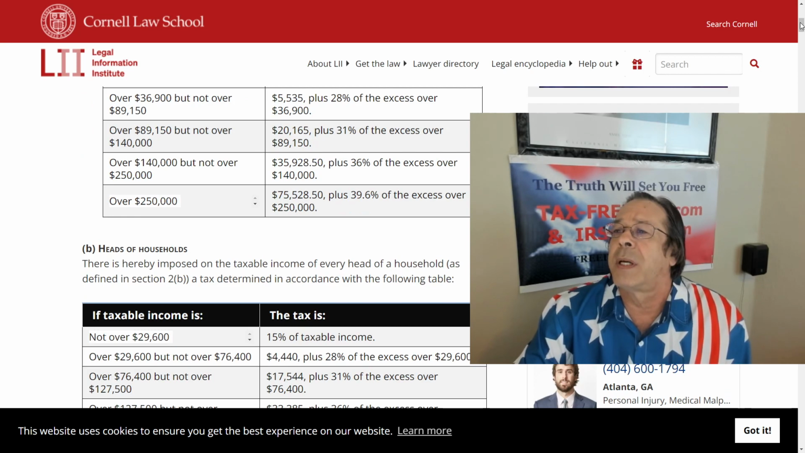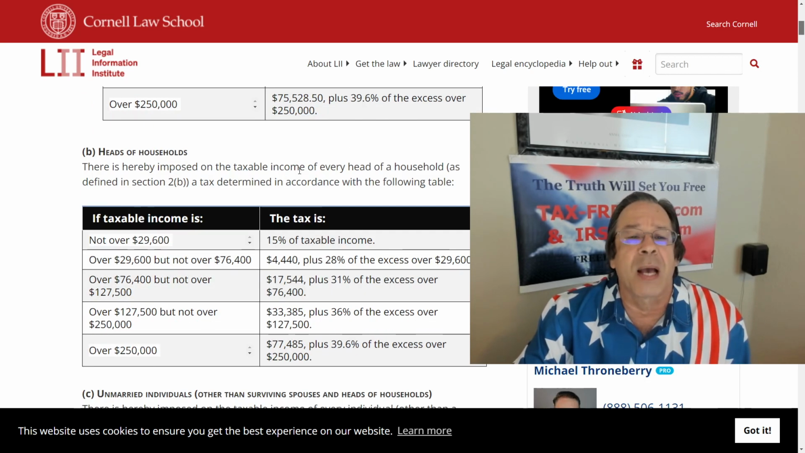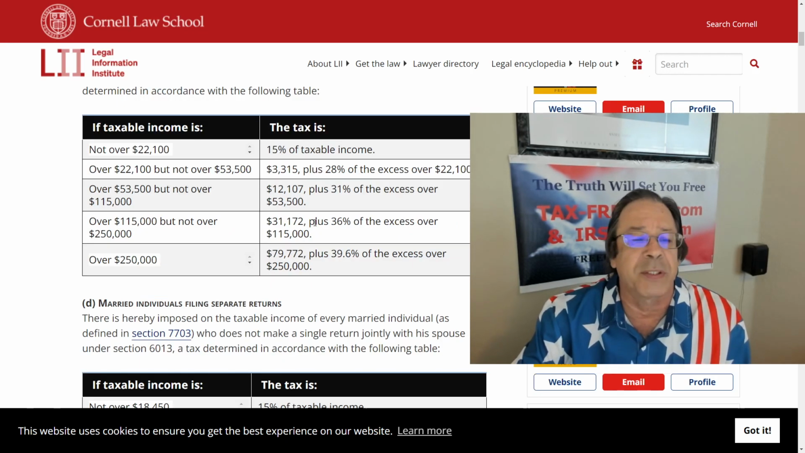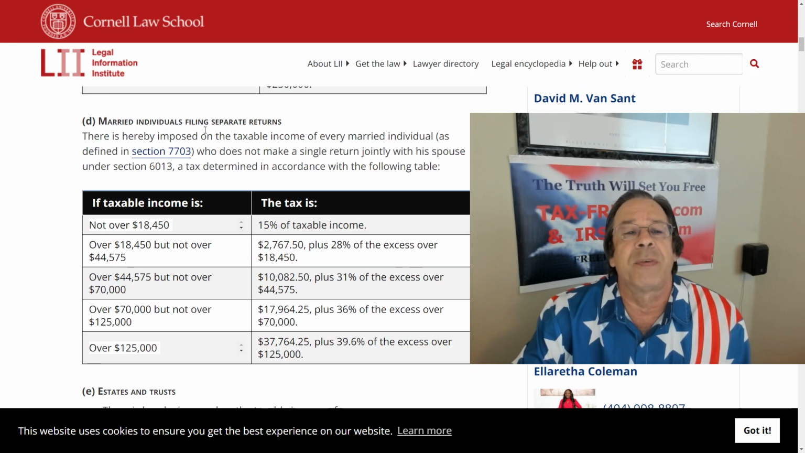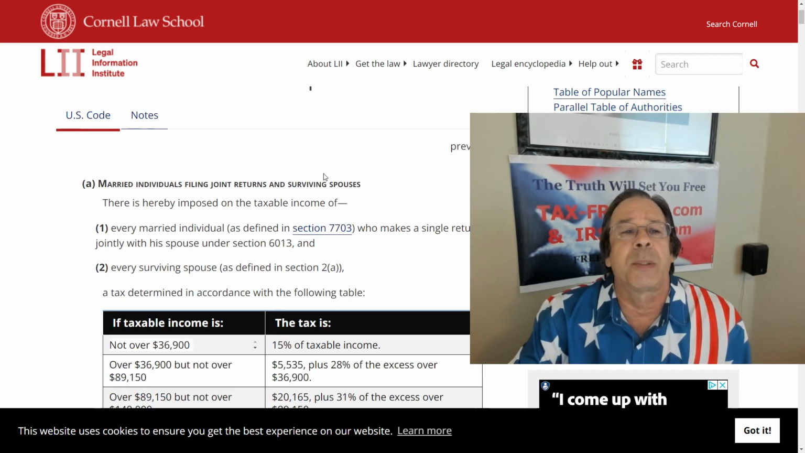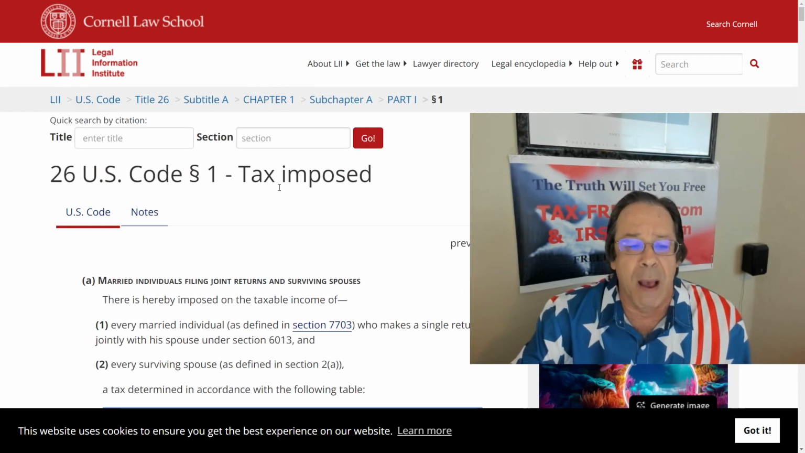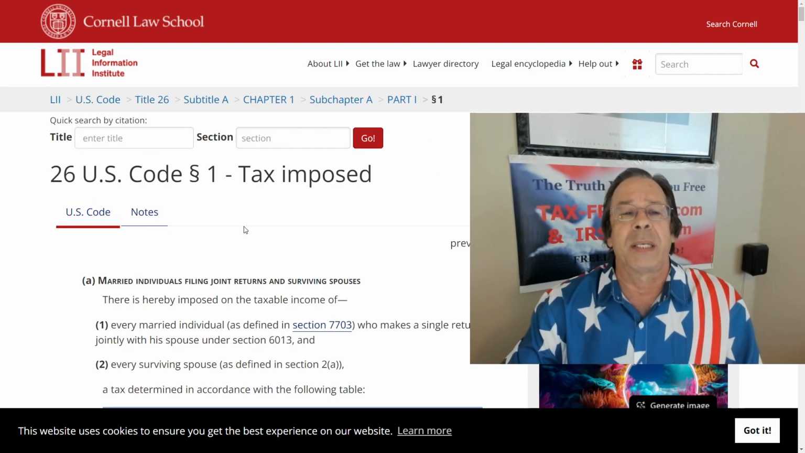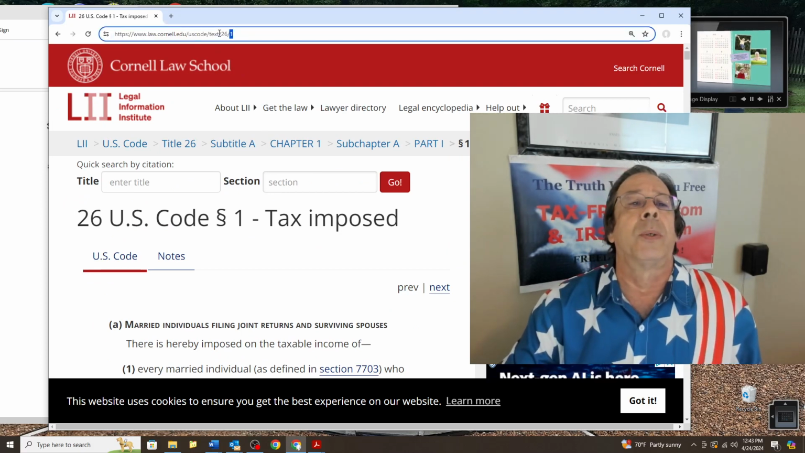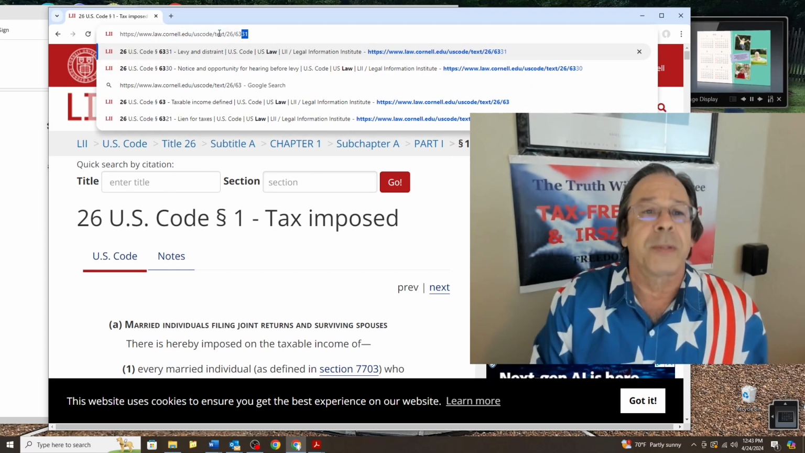B, there is hereby imposed on the taxable income of every head of household. C, unmarried. There is hereby imposed on the taxable income. Every single one of these. Married individuals filing separate. Tax imposed on the taxable income. Every single one of these, the tax is imposed on taxable income. Okay, it's not the individual, it's not the person. So what is taxable income? Well, taxable income takes us to Section 63.